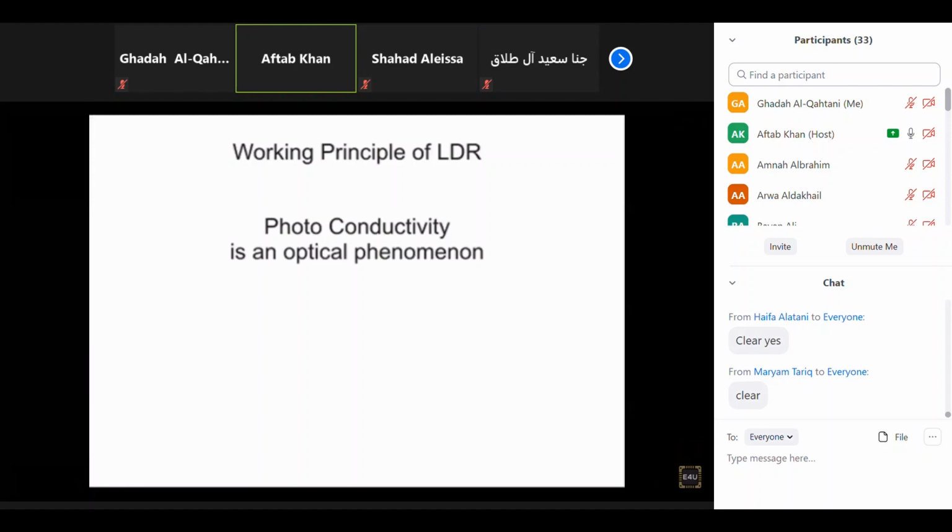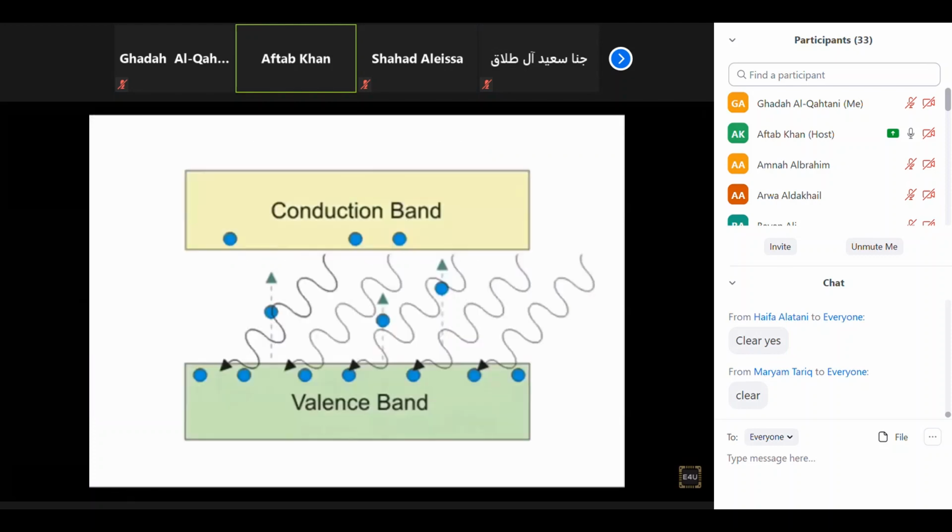Photoconductivity is an optical phenomenon in which the material's conductivity is increased when light is absorbed by the material. When light falls, that means when the photons fall on the device, the electrons in the valence band of the semiconductor material are excited to the conduction band.